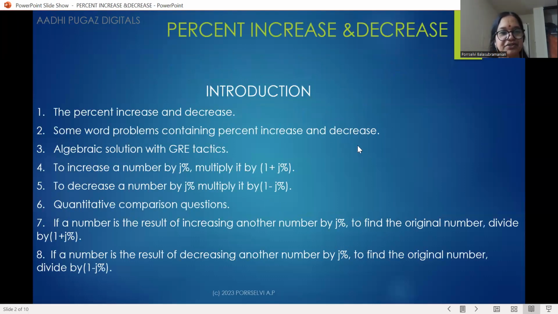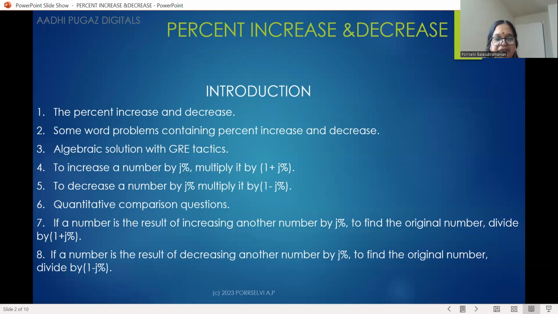In the introduction, we are going to see the percent increase and decrease, some word problems containing percent increase and decrease, then some algebraic solution with GRE tactics. To increase a number by some percentage, we have to multiply it by 1 plus the percentage. To decrease a number by some percentage, we have to multiply it by 1 minus the percentage. Then quantitative comparison questions. This will be useful for GRE preparation.